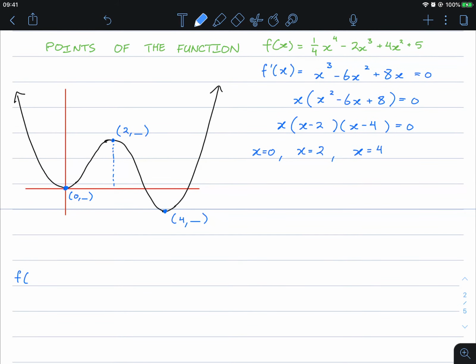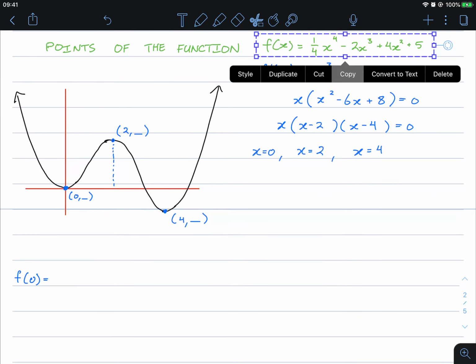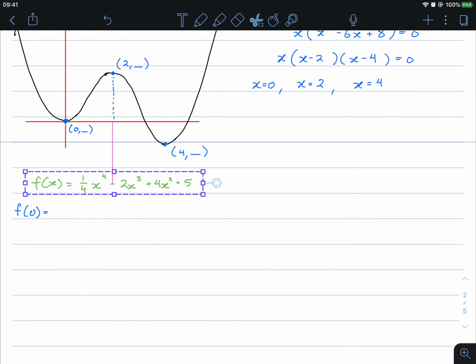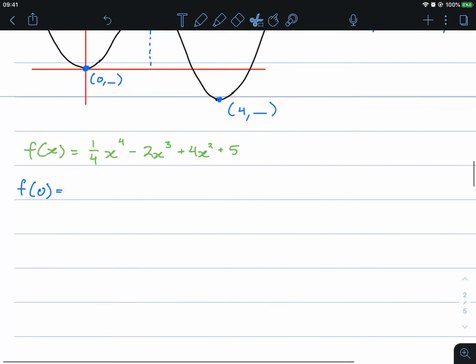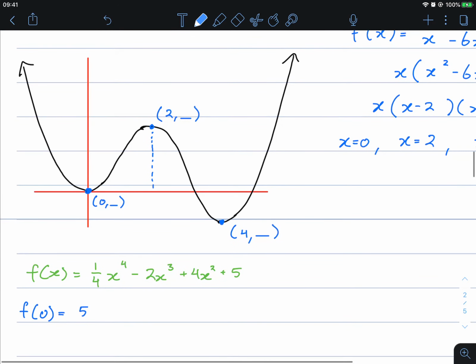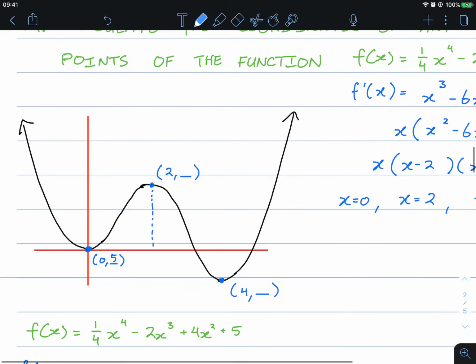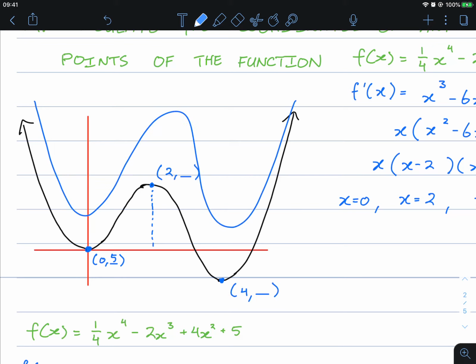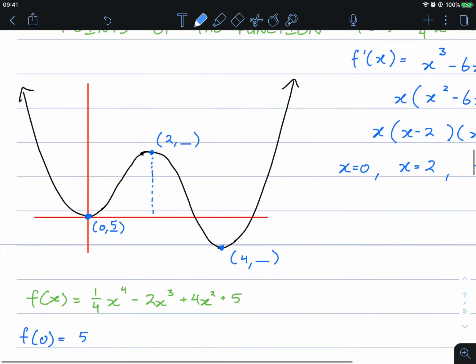So f of 0, let's just copy this down. F of 0, substituting 0 to all of these, that's just all zeros. That becomes 5. So this is clearly an incorrect graph, because it's supposedly 0, 5. So the function actually should look like this or something. But I hope you get the idea.